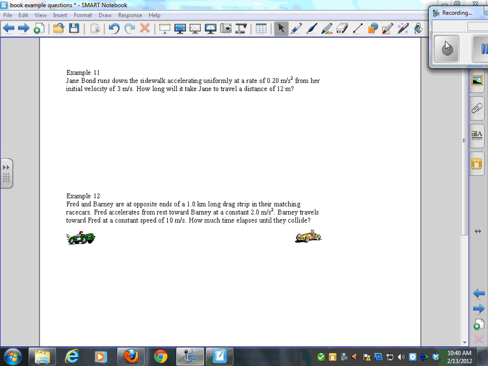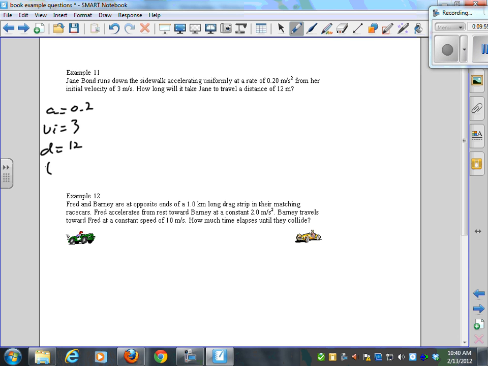So this one's a little bit more challenging. The acceleration here is 0.2. Her initial velocity is 3, and we know that the distance traveled is 12. So which one has D, VI, A, and we're looking for time? The half one. We use the half one every single time. We use it a lot, yeah. It's a popular formula.